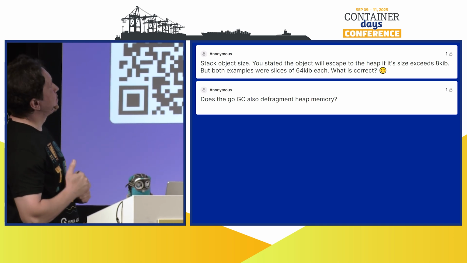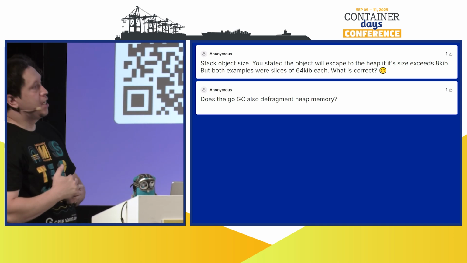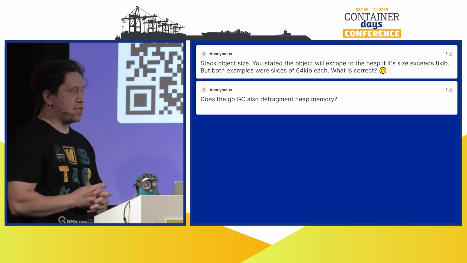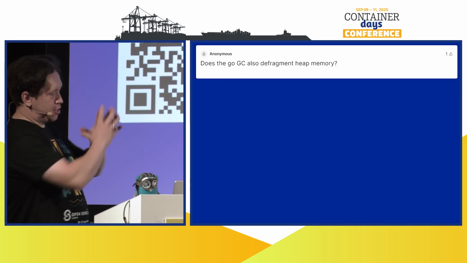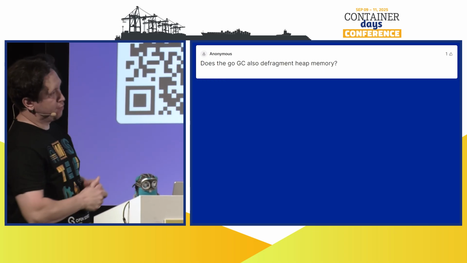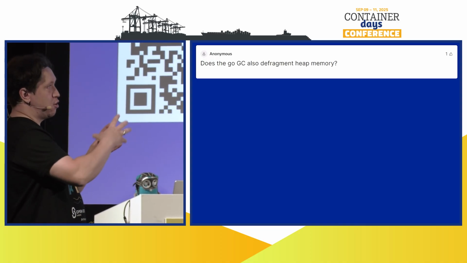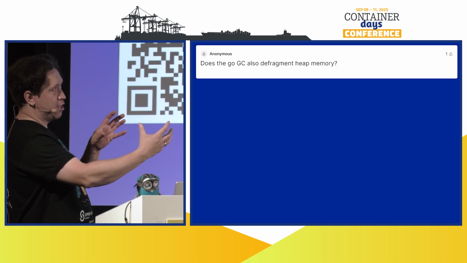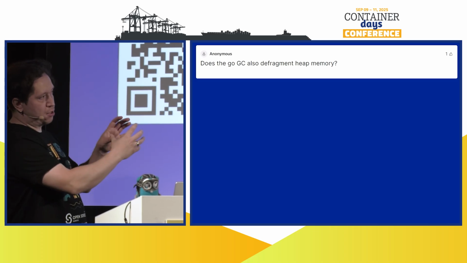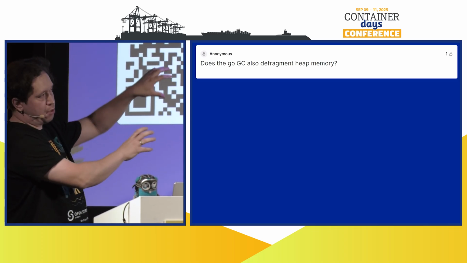Does the Go garbage collector also defragment heap memory? No. Basically, as you saw on this giant slide with a lot of layers, that's the way it avoids fragmentation. Once objects are freed up, Go doesn't move those objects within memory, so they all stay in their places.